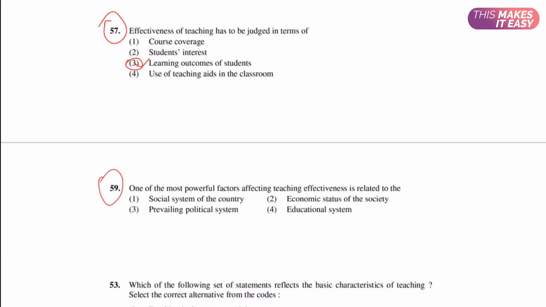Again, taking another question from the same paper, it says that one of the most powerful factors affecting teaching effectiveness is related to the social system of the country, economic status of the society, prevailing political system, educational system. All are related, but the educational system is more related to effectiveness of teaching. So it's very simple and straightforward.